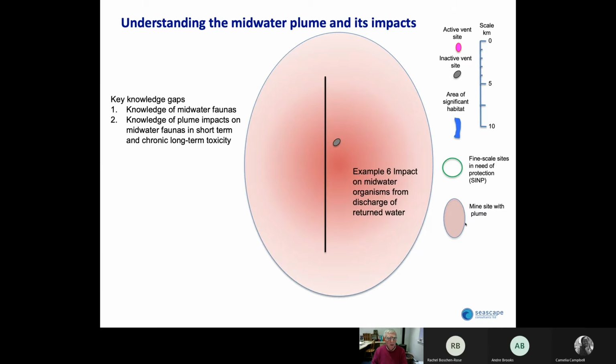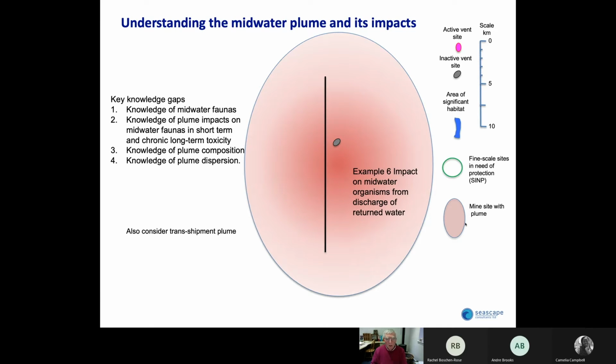faunas themselves, understanding plume impacts on these midwater faunas, again in the short term and the long term, because some animals here will swim in and out of the plume area, and others will passively drift with it, potentially for much longer periods. We don't even know what the plume composition is going to be, what the level of particulates will be, and the level of any toxins. And we don't know how these plumes are going to be dispersed in different oceanographic scenarios of different currents, for example.